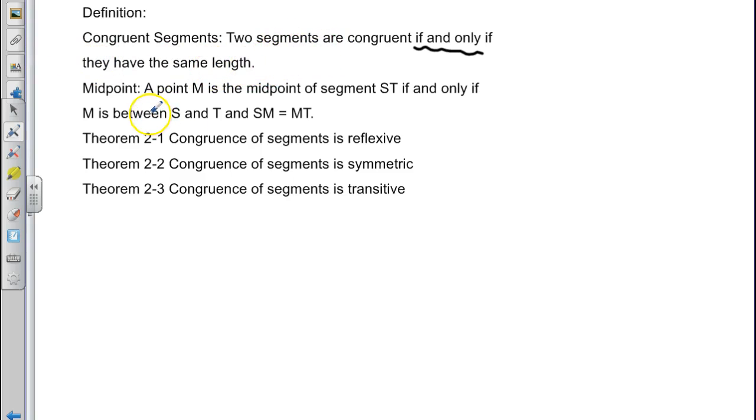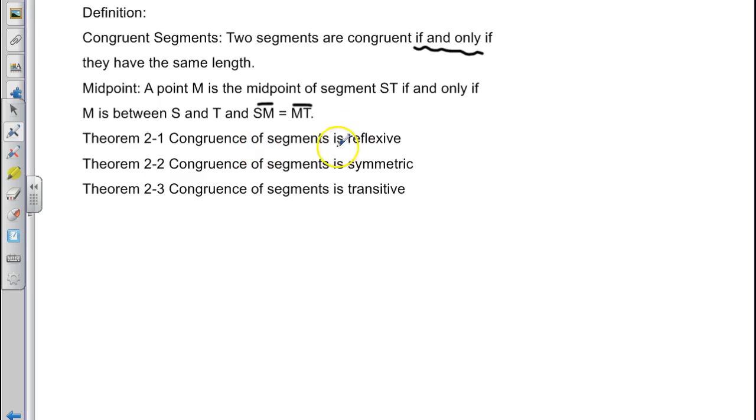Midpoint. A point M is a midpoint of segment ST if and only if M is between S and T and segment SM is equal to segment MT. Again, this works the other way too. If M is between S and T and those segments SM and MT are equal to each other, then M has to be the midpoint. All right, so remember, anytime you need to pause this video to write things down, please do so.